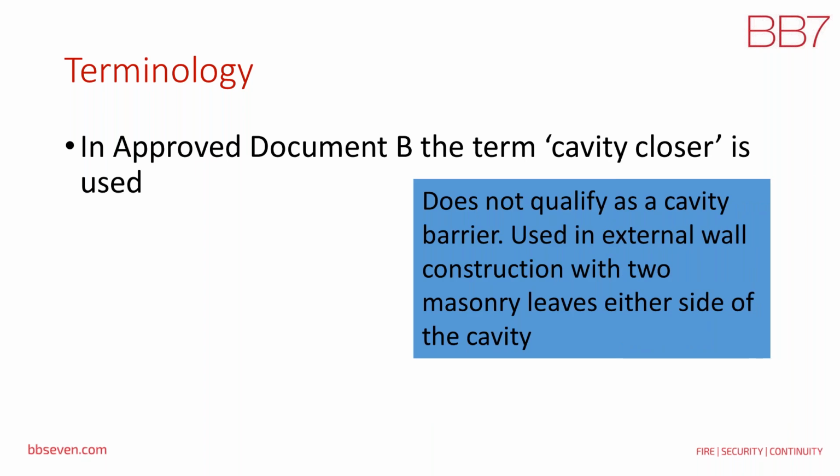And then the cavity closer is a material. It can be used as, if you like, an ad hoc way of closing a cavity. There are proprietary devices out there that call themselves cavity closers, but they do not qualify as a cavity barrier. In other words, they're not guaranteed to have 30 minutes integrity and 15 minutes insulation. Remember, where you can use a cavity closer is with two leaves of masonry either side of the cavity.